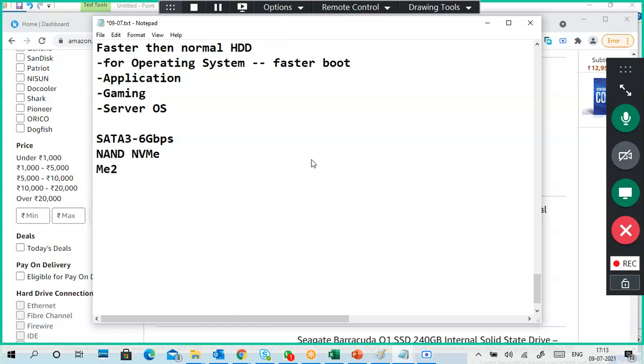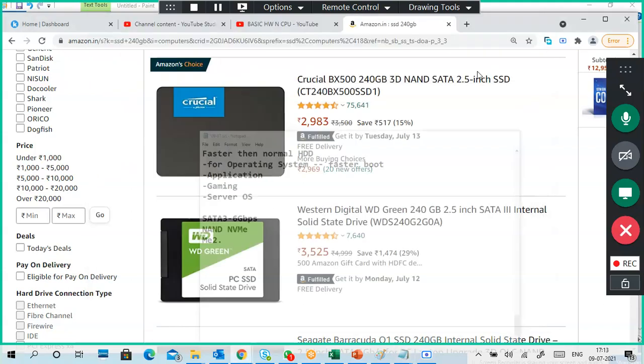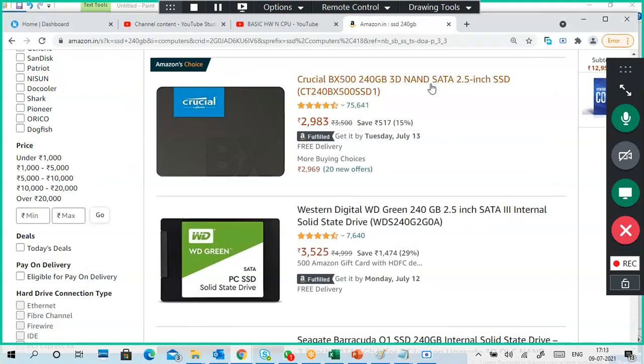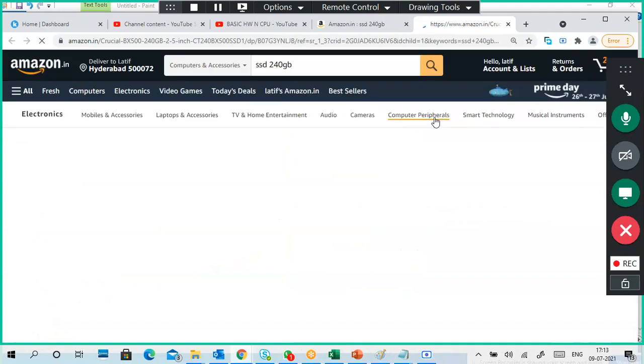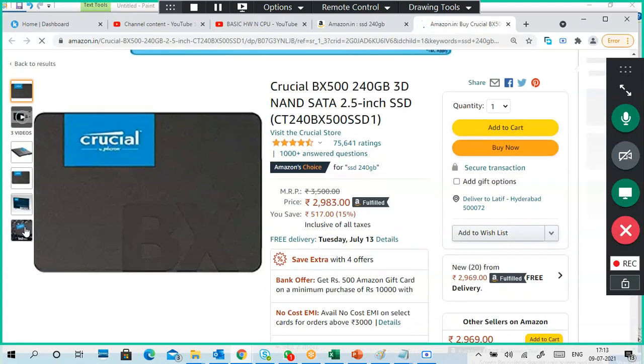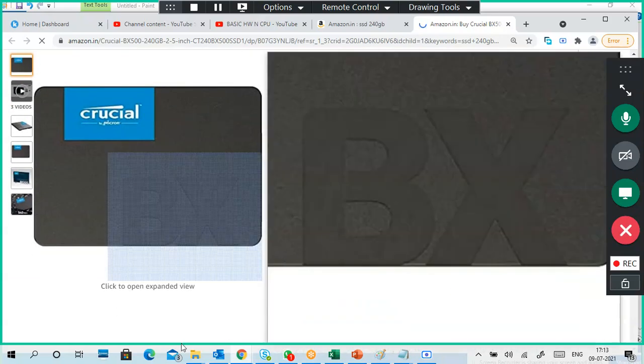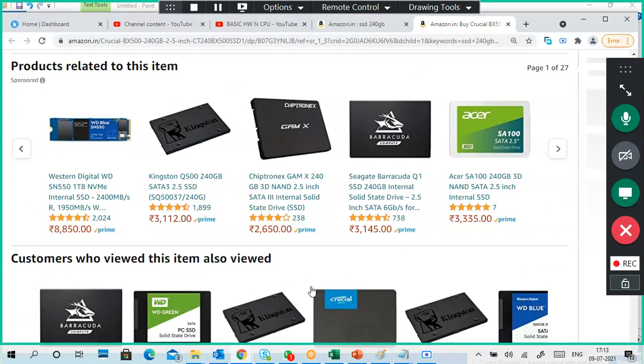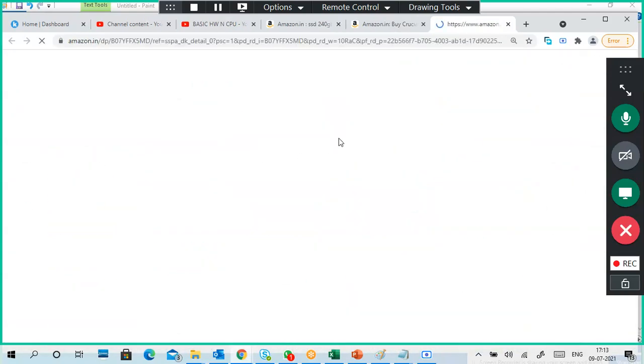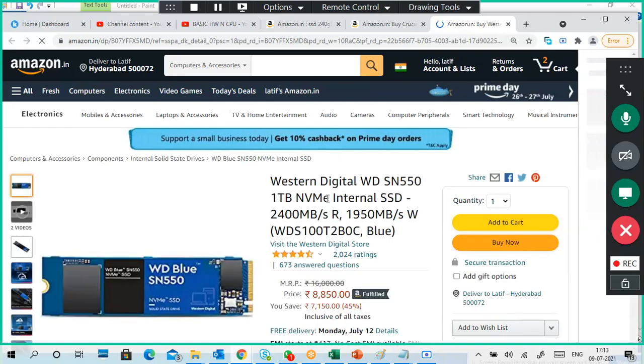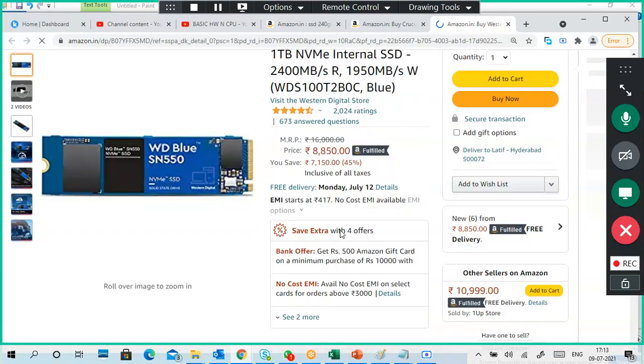I've seen M.2 kind of stuff, NVMe something is there. Just verify before you purchase it. Maybe this has more speed compared to this one, but check it once again. If it is showing, you have to find which interface it is. This is SATA NAND, and NAND NVMe. So both are different. NAND NVMe is different and NAND SATA is a different one.